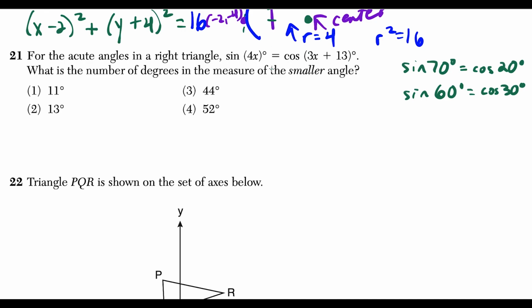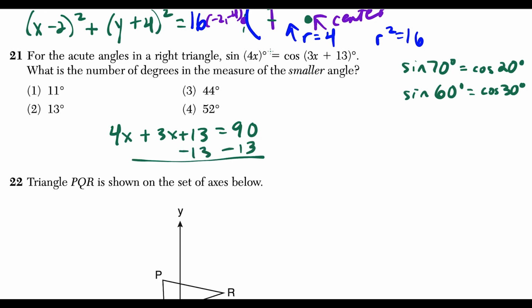So we're going to use that concept here, that in order for this equation to be true, 4x plus 3x plus 13 has to equal 90. And what we have here is we could subtract 13 on both sides, and we'll solve the rest over here. 4x plus 3x, this part here is going to combine to 7x. And this is going to equal, if we do 90 minus 13, that's going to be 77. And that tells us x equals 11.